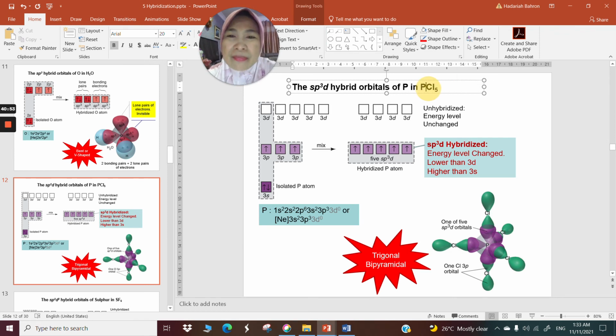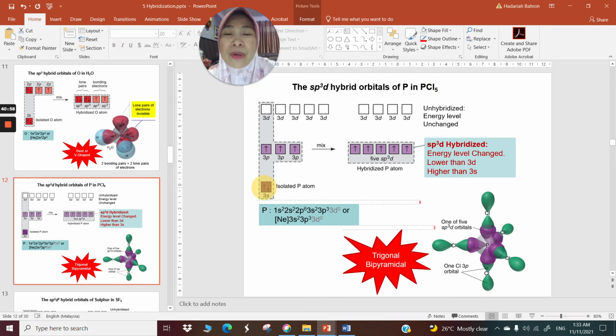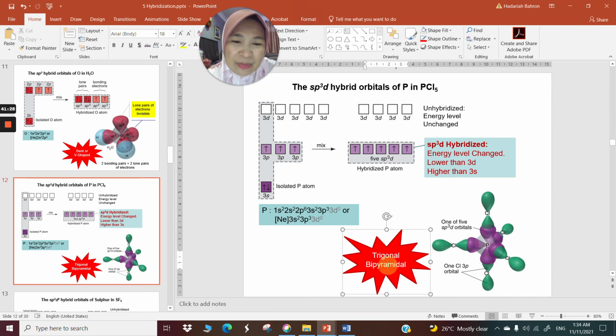You see here there are 5 bonds. It is impossible for you to have 5 bonds if you do not involve the d orbital. So you have to mix s, 3 of the p's, and the 5th one is only 1 needed of the d orbital. So you are mixing the s, the 3 p's, and the 1 d. You are making sp3d orbitals, 5 of them, 5 sp3d orbitals. And you are going to get the shape of trigonal bipyramidal.